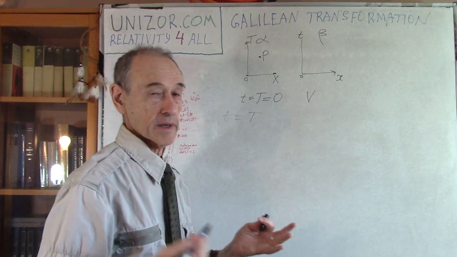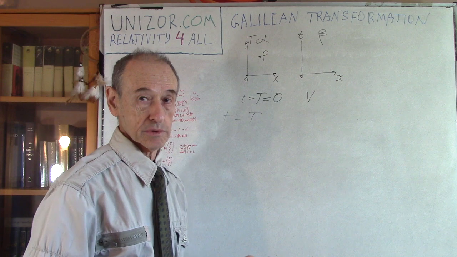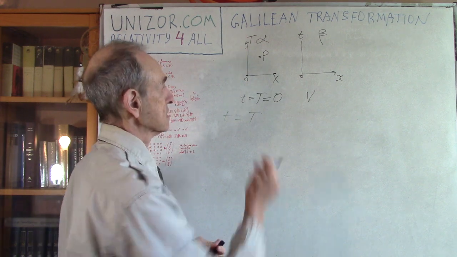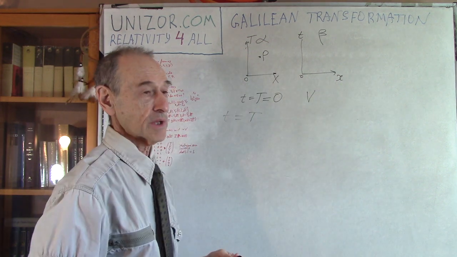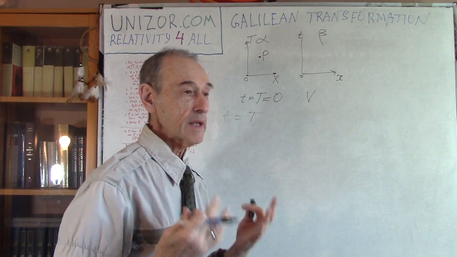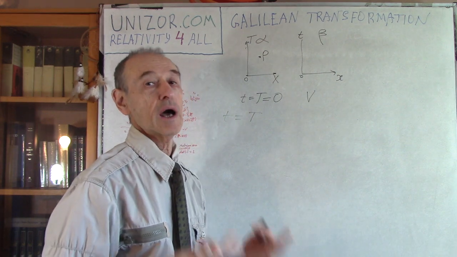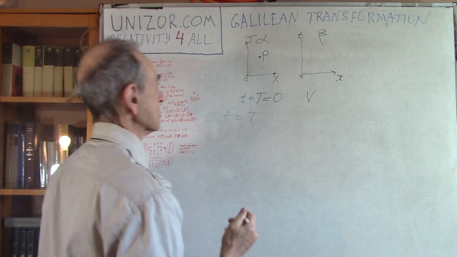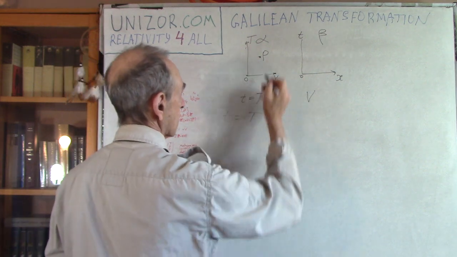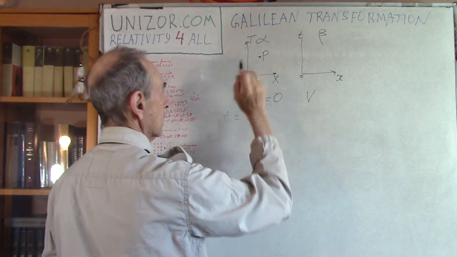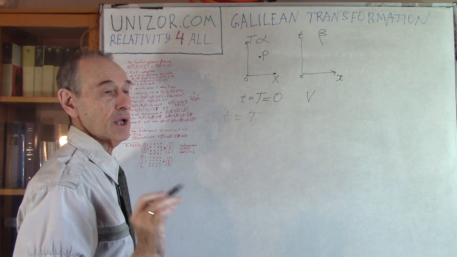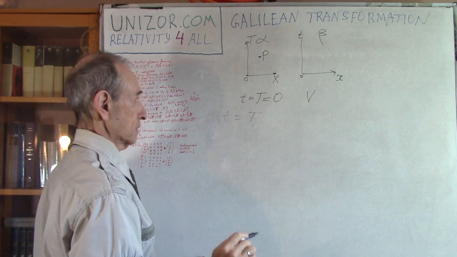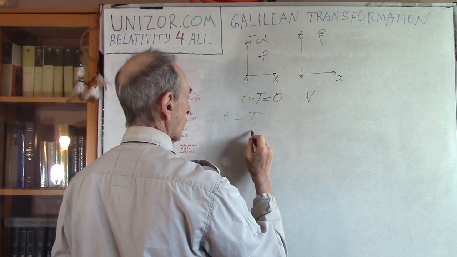What about y and z? I have already told they are not changing, they are the same because it's moving only along the x axis, so the only x coordinate is changing. How? Well, it's actually very simple. Let's assume that point P is stationary in reference frame alpha. Now, it has certain coordinates.